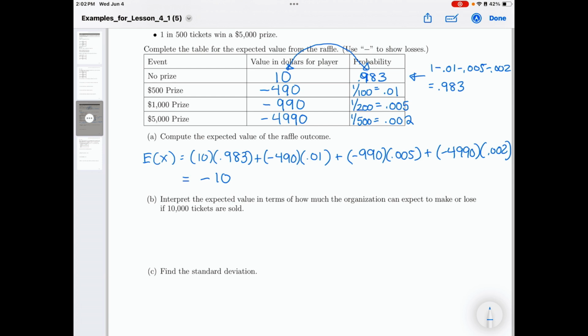So if the organization sells 10,000 tickets, then if we take 10,000 times a loss of negative 10 per ticket, that's a loss of $100,000. So long term, if the organization sells 10,000 tickets, they can expect to lose about $100,000. So in this case, the organization should probably reconsider the cost of their raffle ticket to make sure that they're making money instead of losing it.